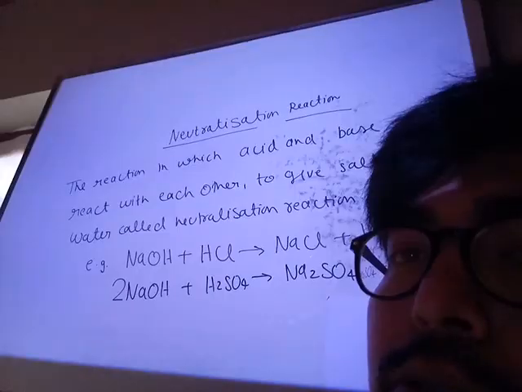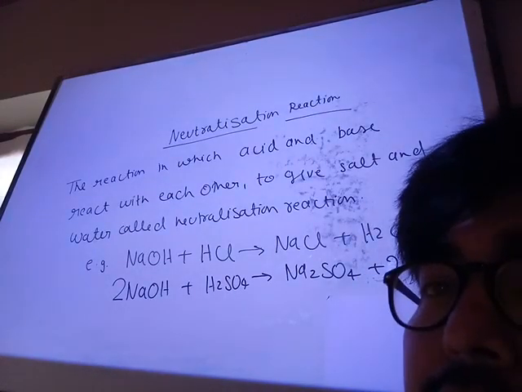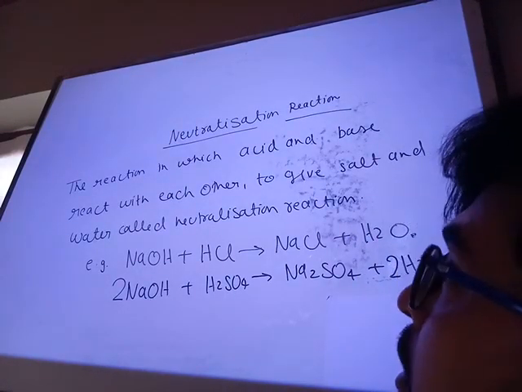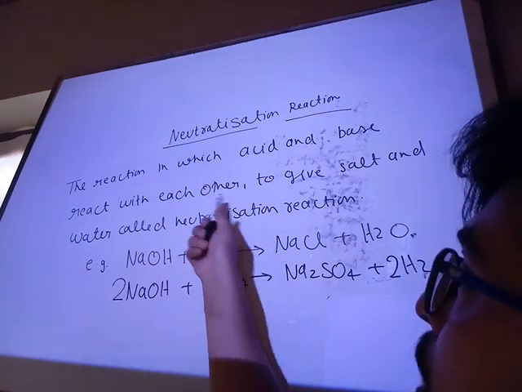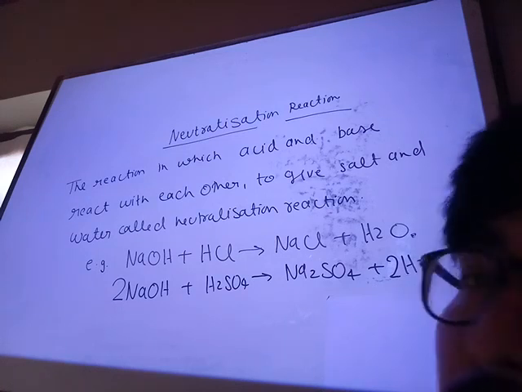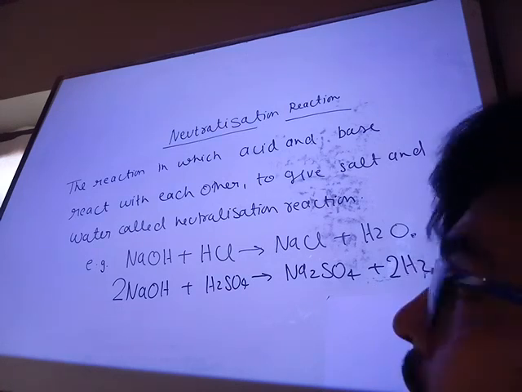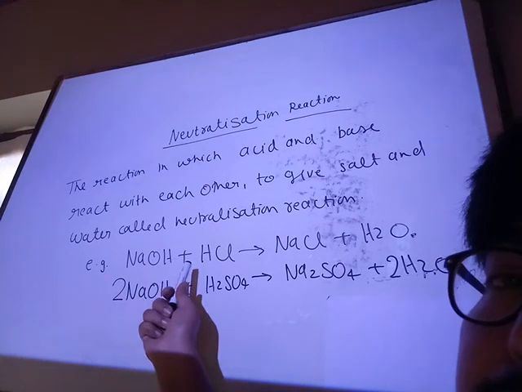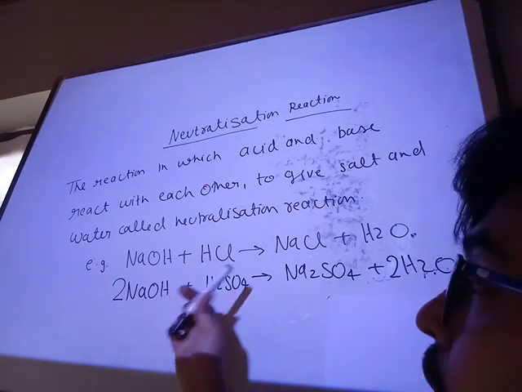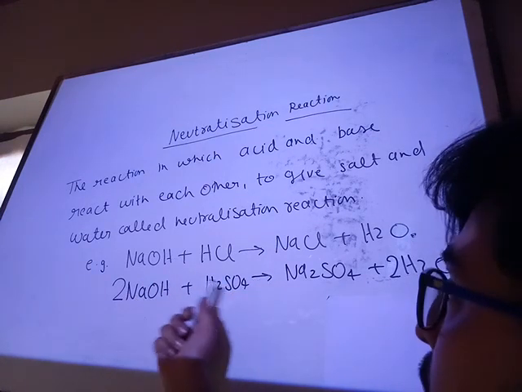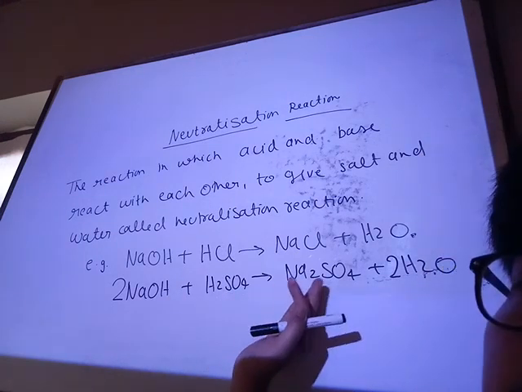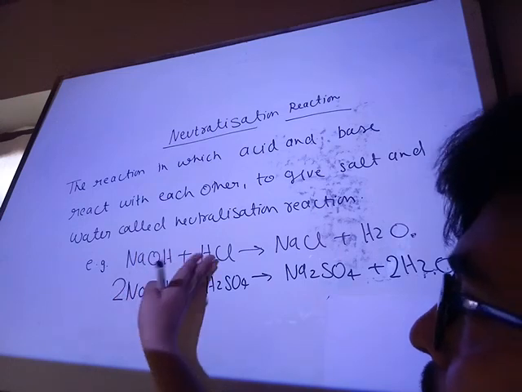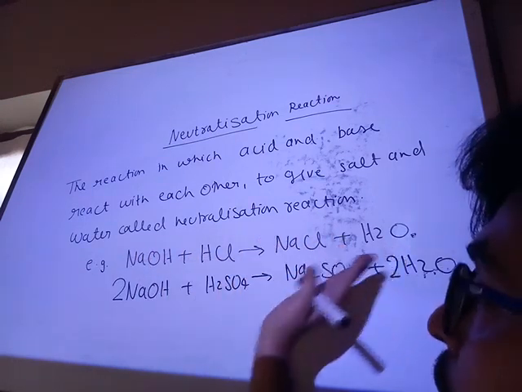So our next definition is neutralization reaction. The reaction in which acid and base react to form salt and water is called a neutralization reaction. For example, NaOH plus HCl gives NaCl plus H2O. Next, NaOH plus H2SO4 gives Na2SO4 plus H2O. Acid plus base gives salt and water.